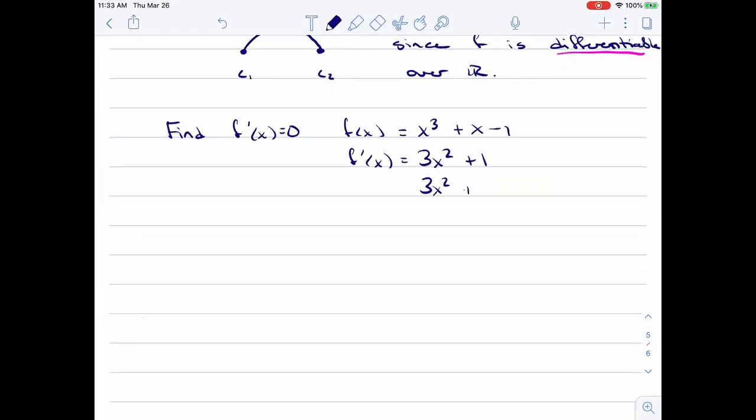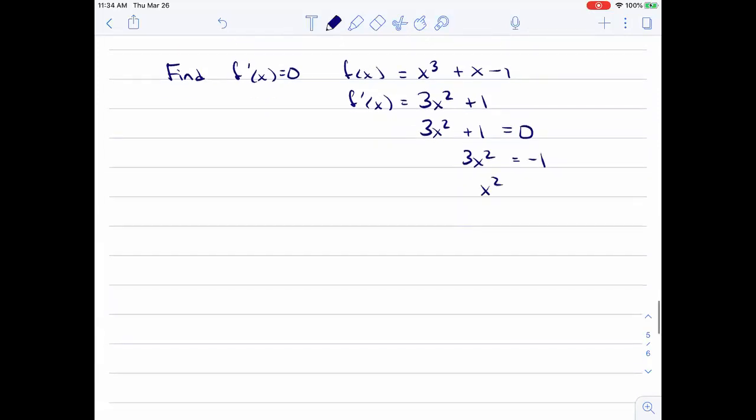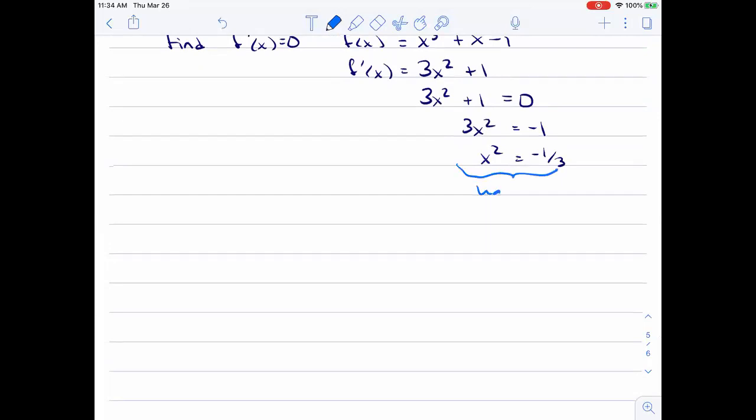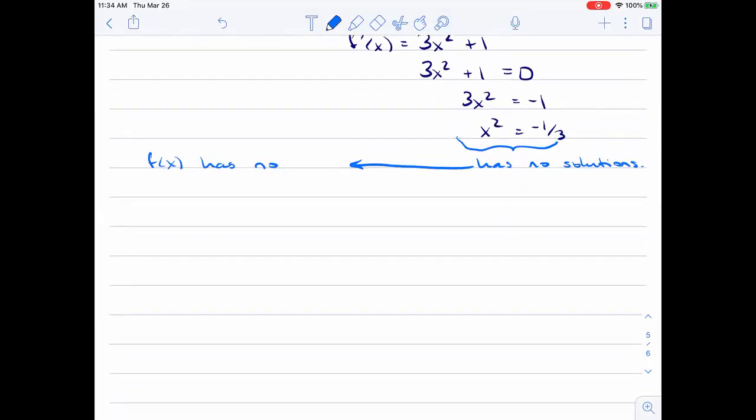If I have 3x squared plus 1 equals 0, what values of x make this 0? Well, I get 3x squared is -1, so x squared is -1 over 3. I can't take the square root of a negative number. And so this thing has no solutions. Okay. Which tells me that f of x has no horizontal slope.